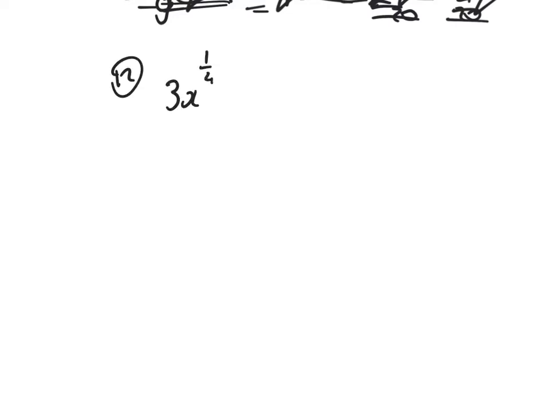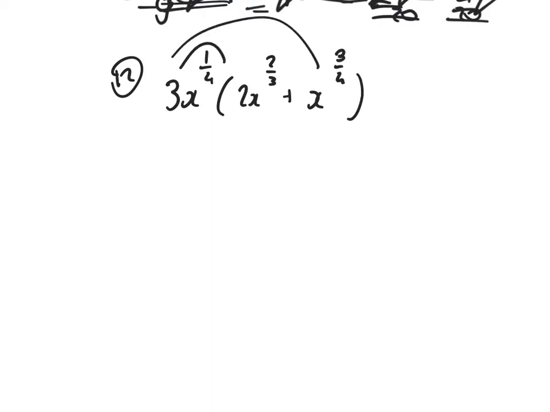3x to the 1/4 bracket 2x to the 2/3 plus x to the 3/4. So remember that the term outside the bracket is multiplying the terms inside the bracket. So that's going to be 3x to the 1/4 multiplied by 2x to the 2/3 plus 3x to the 1/4 multiplied by x to the 3/4.